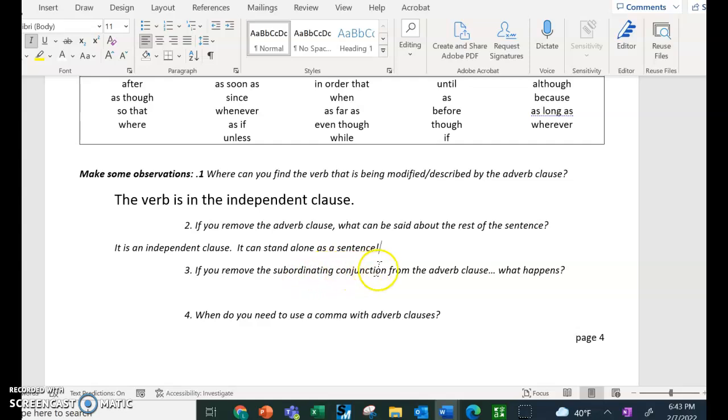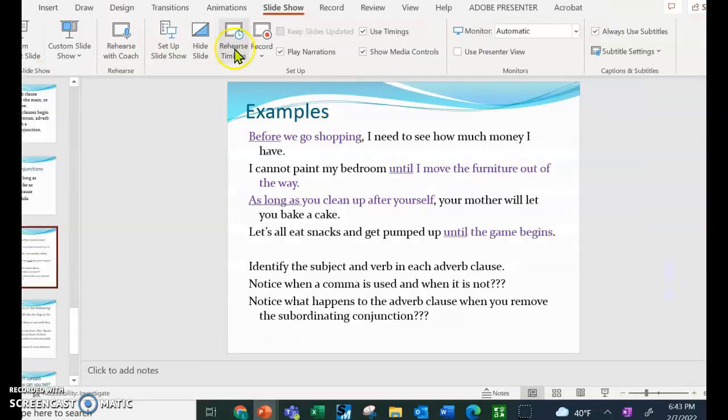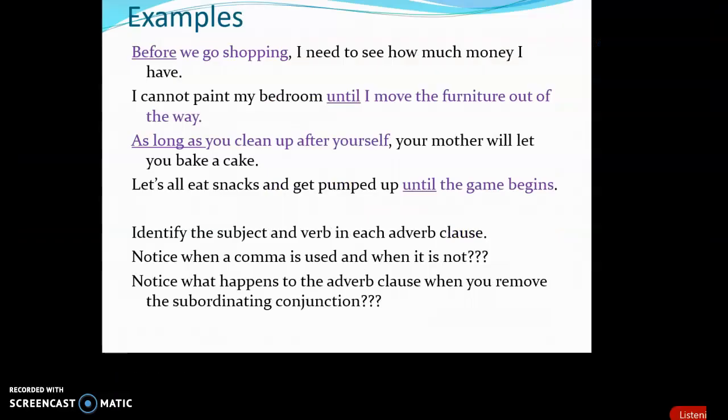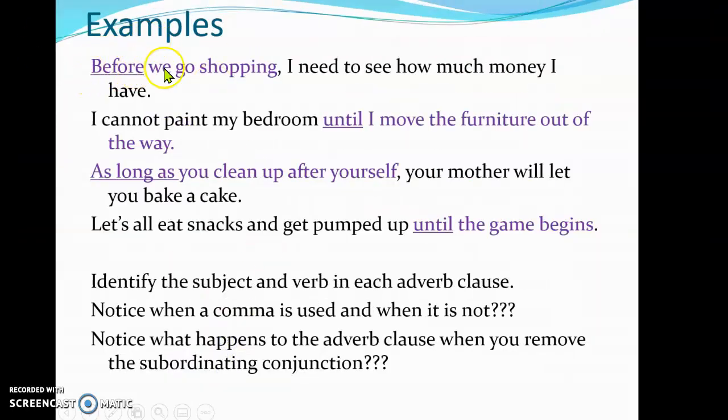Let's take a look at the next question. If you remove the subordinating conjunction from the adverb clause, what happens? So again, now we're just looking at the purple. Before we go shopping, I'm removing the subordinating conjunction, which is just this single word, before. I've underlined all of the subordinating conjunctions. So I am now going to read all of the adverb clauses without the subordinating conjunction. We go shopping. I move the furniture out of the way. You clean up after yourself.